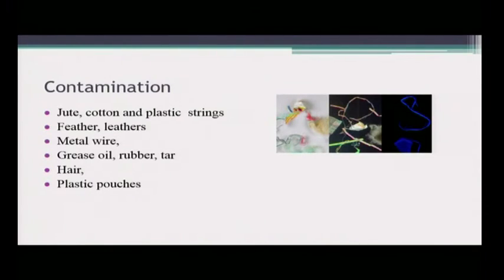Yes, contaminants or contamination, as you are telling, these are the things. There are some pictures: colored fibers, jute, cotton, plastic strings, feathers, bird feathers, leather, metal wire, grease, oil, rubber, tar, human hair, plastic pouches. So many varieties are there. And they also become a part of those bales. And they arrive in the mill, and then there is a tremendous difficulty in cleaning them.